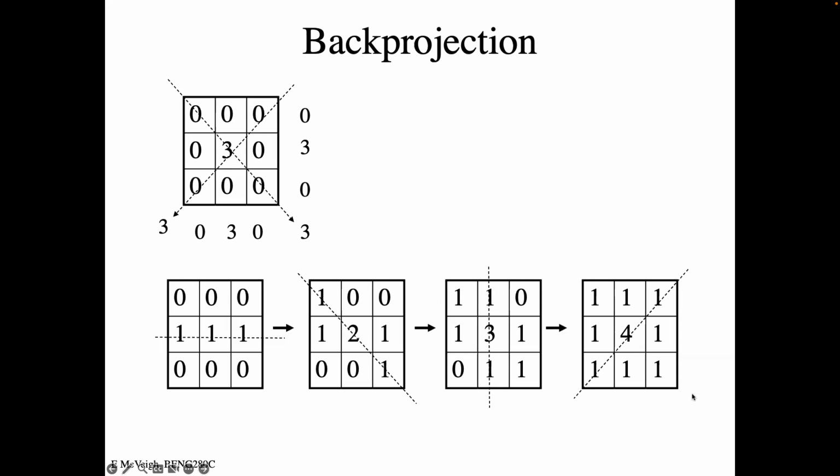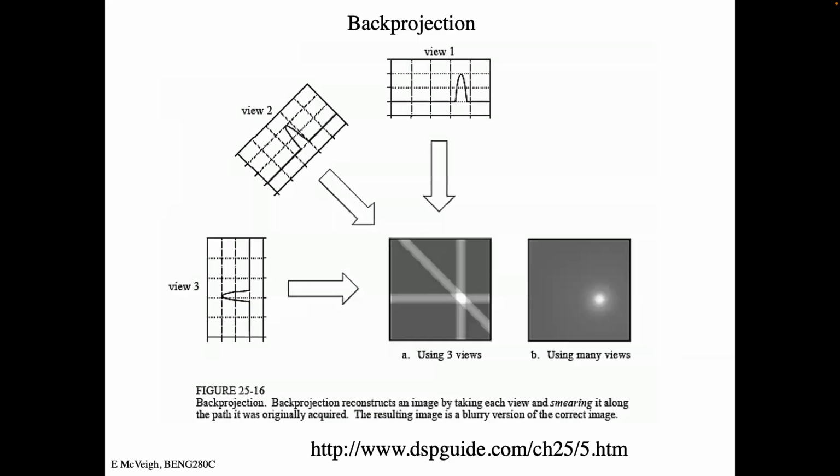And it's not bad, because I've got essentially a background that's flat, and I've got something that's 3 higher than the background. But it is not the true values that are in those boxes. And so this is just called naive back projection. I think we saw this before.